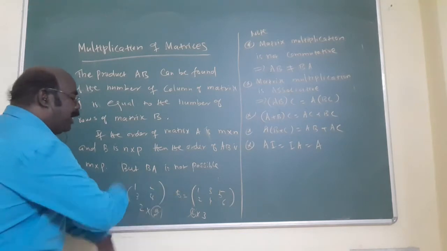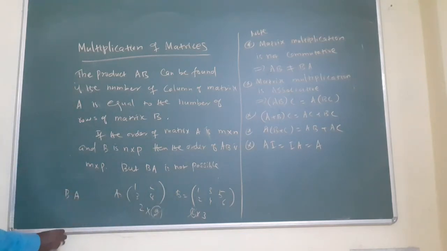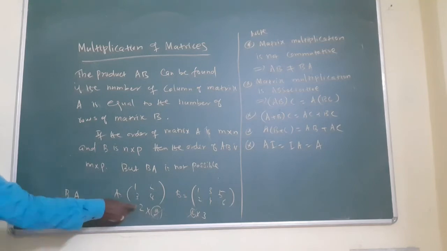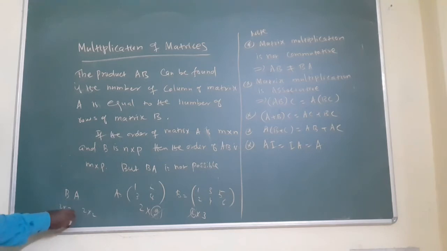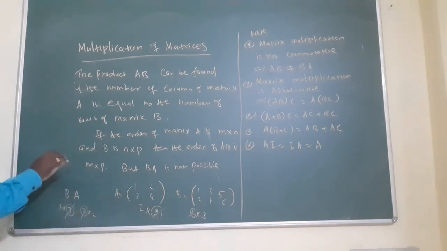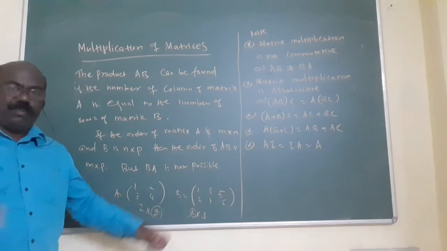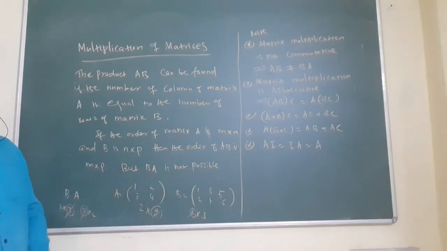Suppose the product of B and A is asked, B into A. Again, B is of order 2 cross 3. A is of order 2 cross 2. Now, think yourself: the columns of the first matrix should equal the rows of the second matrix. If they are equal, multiplication is possible. Otherwise, not defined or not possible. For this type of matrices, the product AB is possible, but BA is not possible.